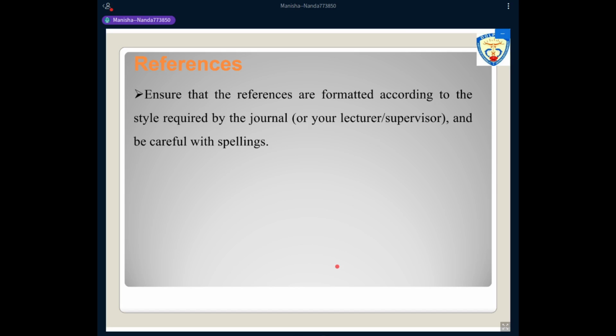So this is all about your scientific writing or project report preparation. So in case you have any questions, you can unmute and ask questions. Otherwise, I'll end the session.